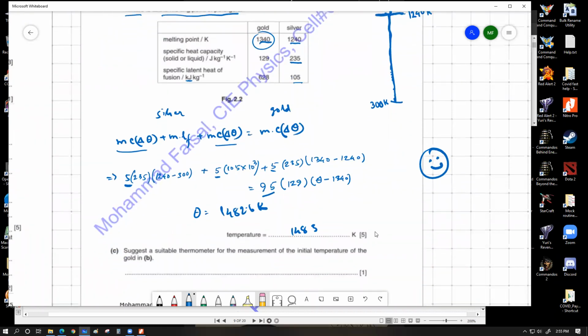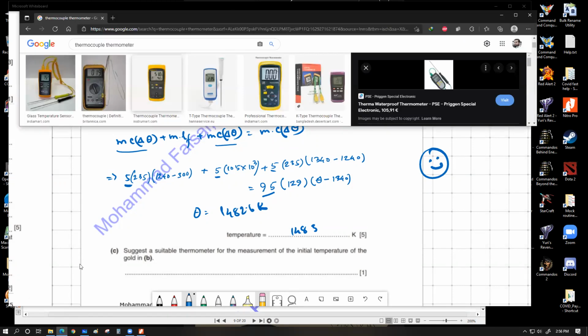You can see that this problem actually has 5 marks in it. In part C, it says select a suitable thermometer for the measurement of the initial temperature of the gold in B. I'm going to say radiation thermometer. Do you guys know what a radiation thermometer is? Not really, sir. So that's it.